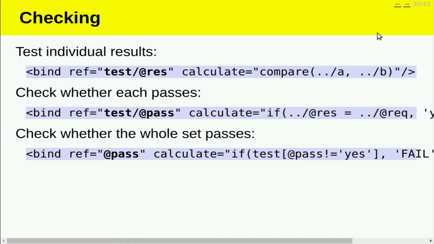Now, we just have to add bindings to this instance. The top one is the only one that changes per file, and that says that the result for the test is a calculation of a compare of the A and the B parameters. Then we can test whether that test has passed by seeing whether the result and the required attributes are the same. If they are, then it's passed. And then we can test whether the whole test set is passed by seeing if we can find an example of a test where a pass isn't yes. And if we can't, then it's passed, and if we can, then it's failed.